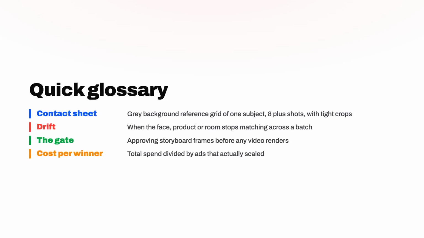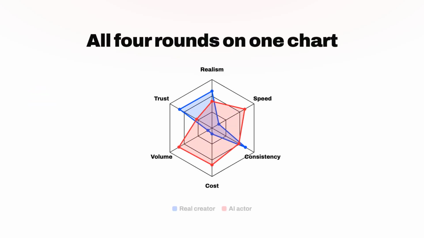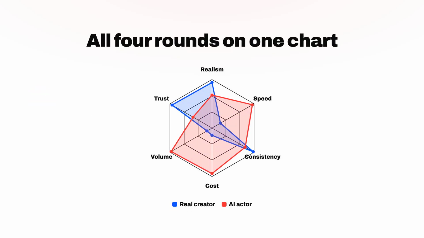Quick glossary, because I've thrown a lot of words at you and some of them I've basically made up for my own use. Right, let's score the whole thing properly and see where it actually lands. All 4 rounds on one chart. The human shape is stronger where you'd expect. The AI shape is stronger exactly where testing lives. Different shapes, not better and worse.